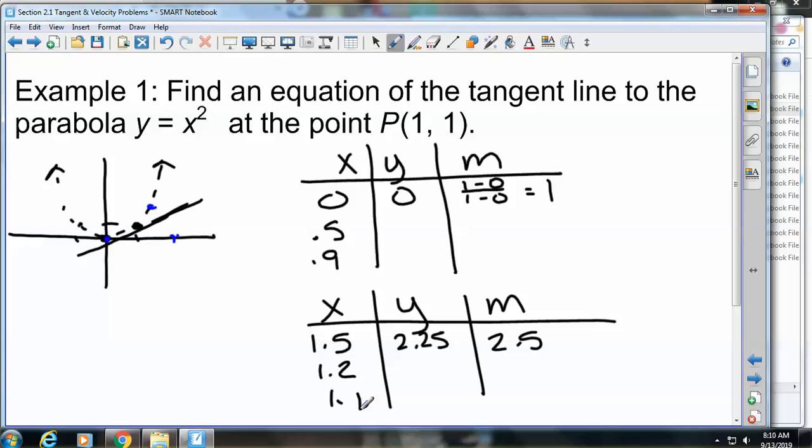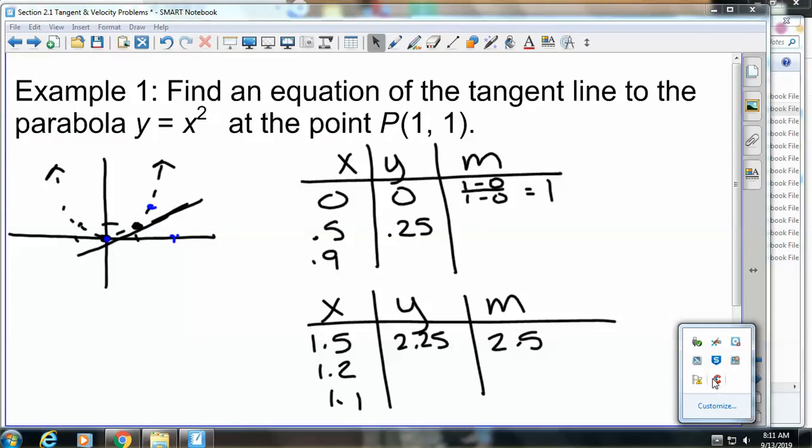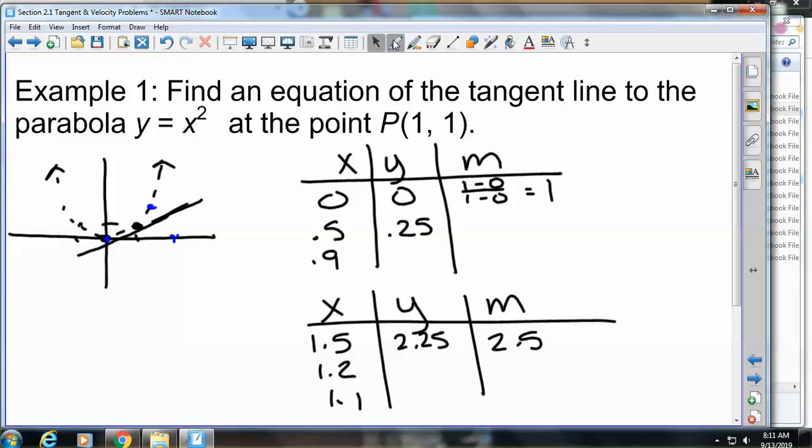So this is where the calculator can come in handy. So if you put in your 0.5, 0.5 squared, do 0.25. Let's just divvy it up. You girls do 0.5, you three do 0.9, you two guys do 1.2, and you two do 1.1. So find your slopes there for me. Slope. What did you say? 1.5.